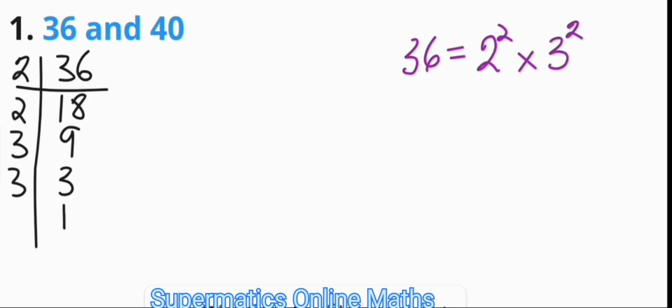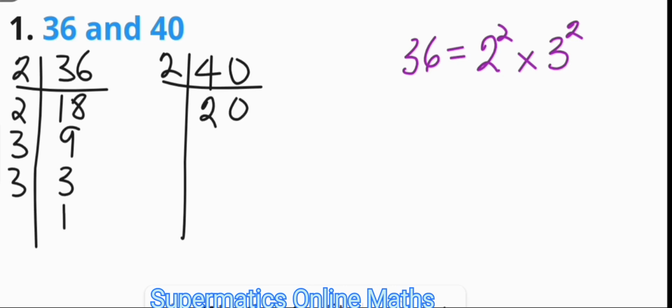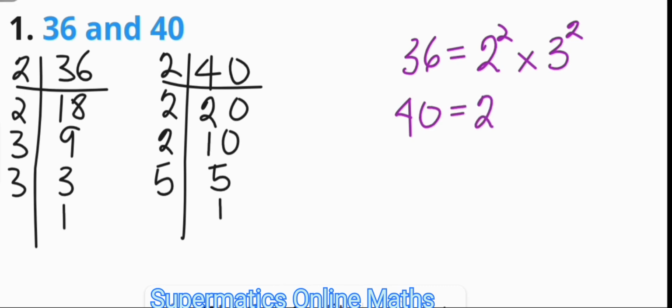Next is to express 40 as a product of its prime factors. 2 is also used, and 2 going in 40 gives 20. Dividing 20 by 2 gives 10. Using 2 again gives 5. And finally, 5 is the next prime number, so using 5 to divide 5, we got 1. 40 is then written as 2 to the power of 3 times 5, that's just 5 to the power of 1.